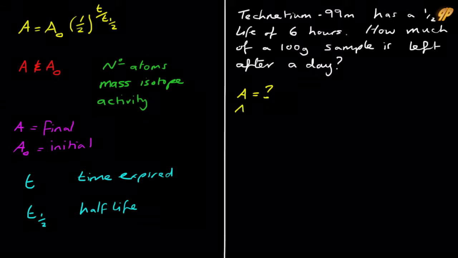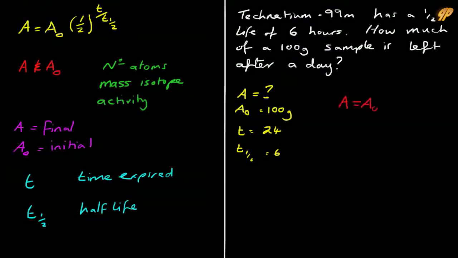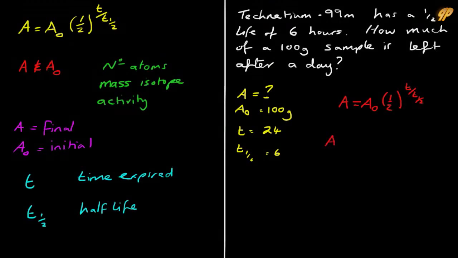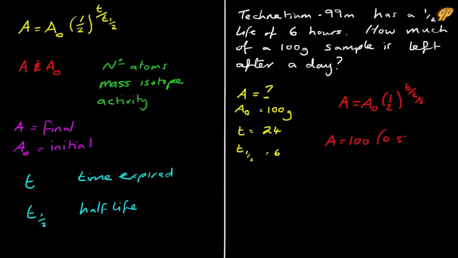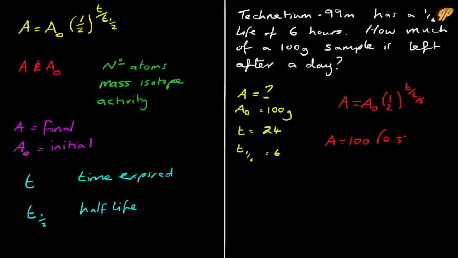So using the equation A equals A naught multiplied by a half to the power T over T a half, we come out with A equals 100 multiplied by 0.5 to the power 24 over 6.